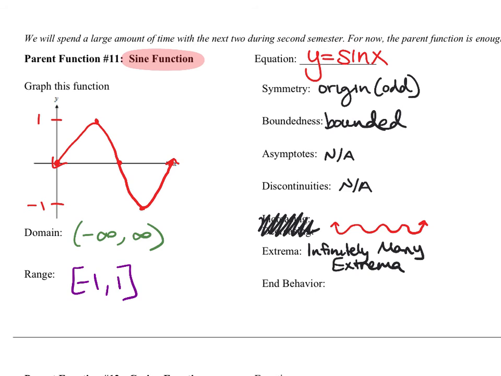And again, because it's going to go up and down, there is no real end behavior, because you just stop graphing it. It doesn't actually have a direction it's always going. It will always flip back down or flip back up. That gets us out of answering some questions about the sine function.